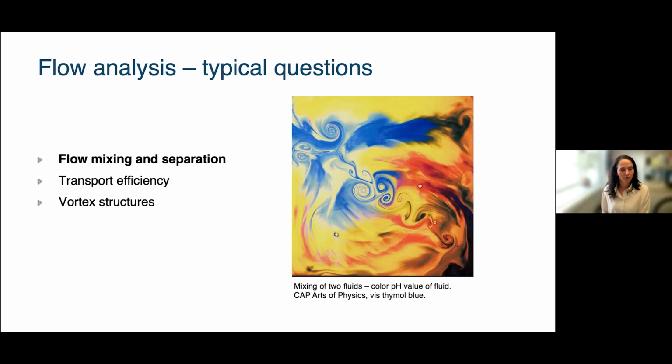The first thing would be, what is the mixing and separation behavior of your flow? An example: if you think about an ocean flow and you have some pollution, people might be interested in whether this pollution stays in a certain area or is transported all over the place. Other questions are related to transport efficiency, which is very relevant, for example, for the heart. And vortex structures are connected to both of these questions.